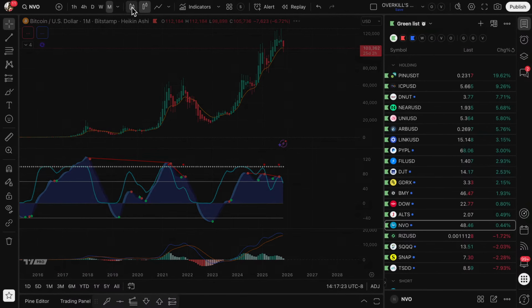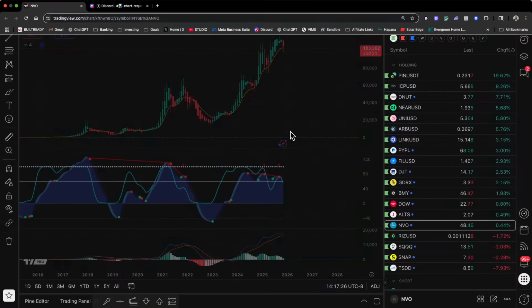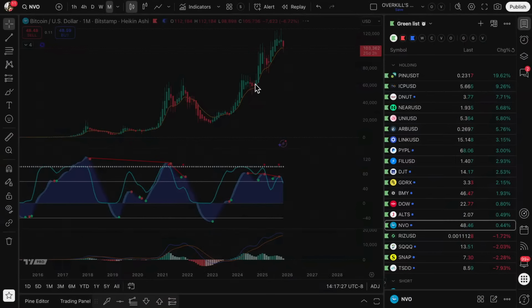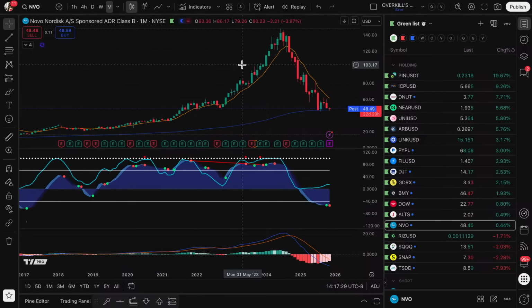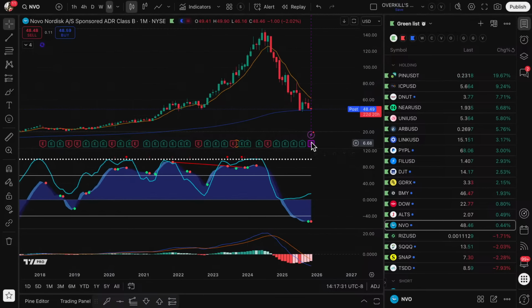We're looking at NVO. NVO is the first request here from JT. Let me go ahead and switch back to the normal candles here. So NVO just reported earnings today. Or did they report? Yeah, they reported earnings today. Did they report earnings after the bell or before? Hold on, let me check. I thought they reported before. TradingView is saying they reported after.